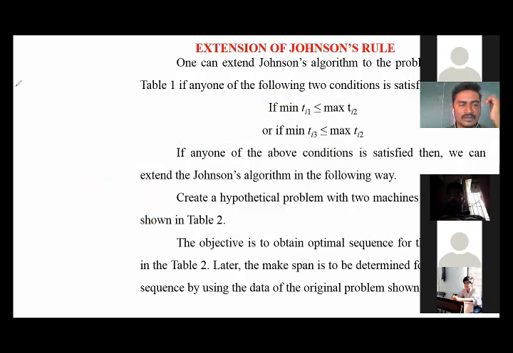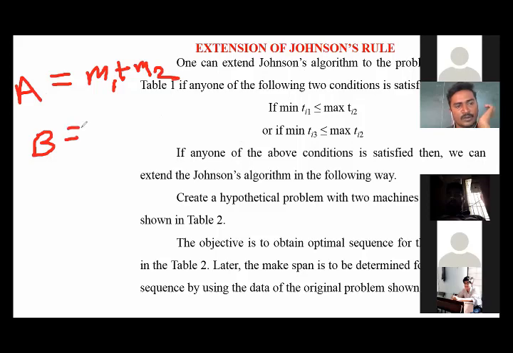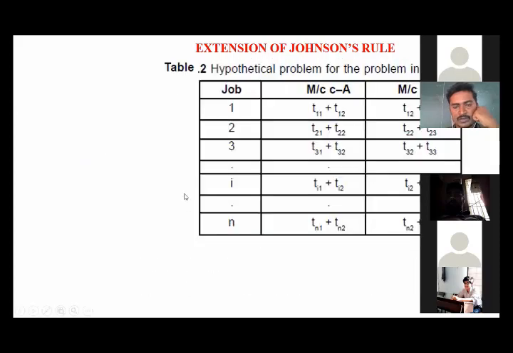While we are converting the n jobs to two missions, we assume the two missions are A and B. In A we take the sum of mission 1 process times and mission 2 process times. And in B we take the sum of mission 3 process times and mission 2 process times. This sum we take after satisfying any one condition. If the condition is not satisfied, we stop the problem and implement other techniques which are suitable for that.